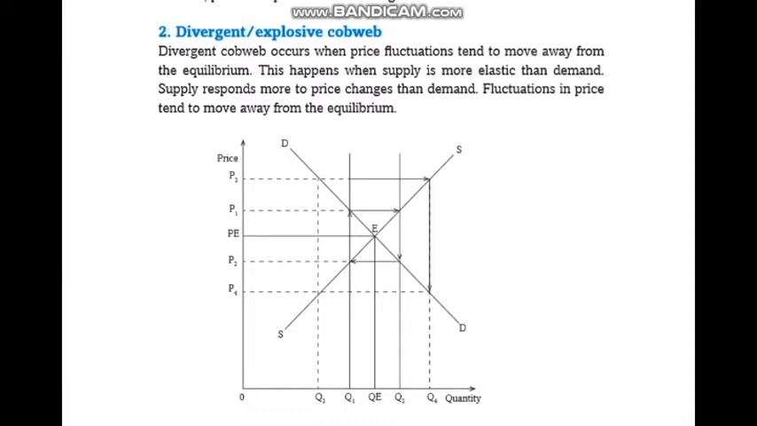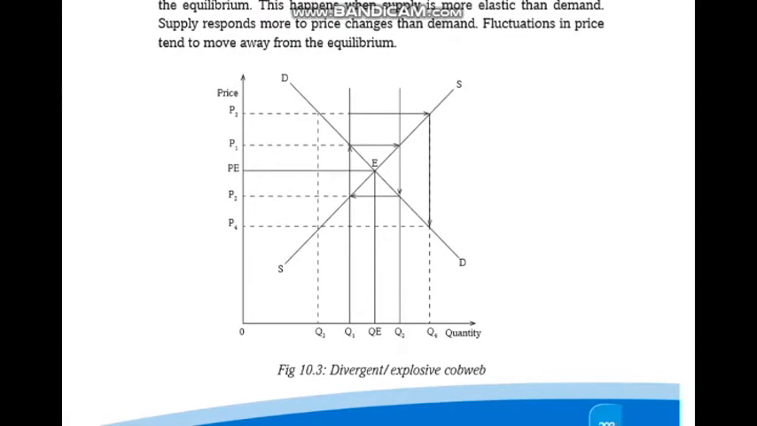This happens when supply is more elastic than demand. Supply responds more to price changes than demand. Fluctuations in price tend to move away from the equilibrium as illustrated there. So you can see the arrows.